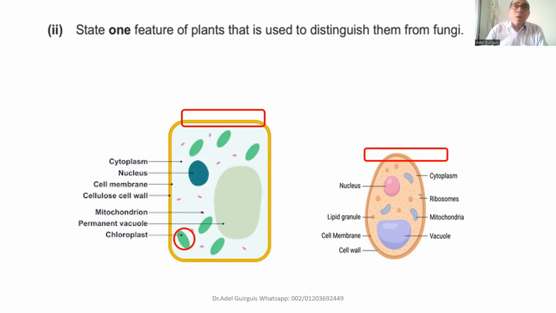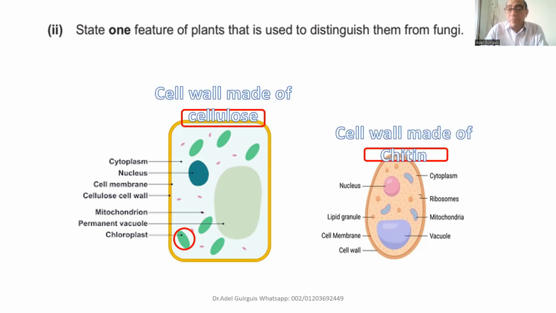As you know, all cells of all kingdoms have a cell wall, except the animal kingdom, and the animal cells are without a cell wall. Okay, the cell wall of plants is made of cellulose, while the cell wall of fungi is made of chitin. Okay.